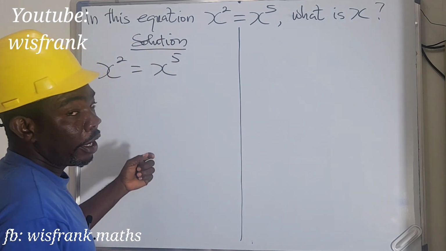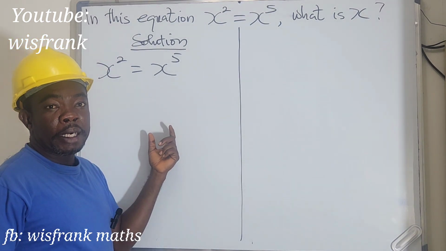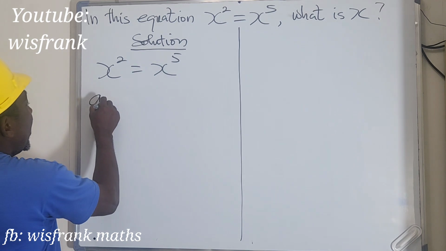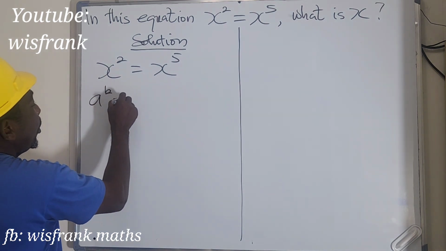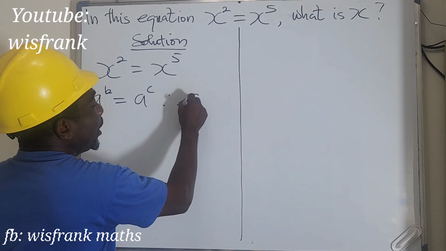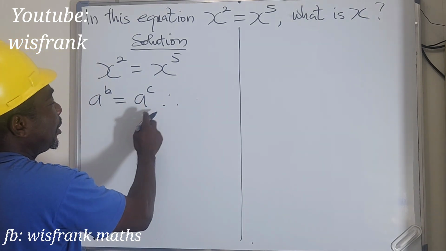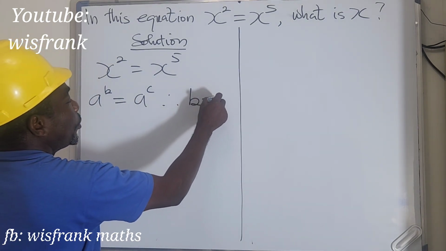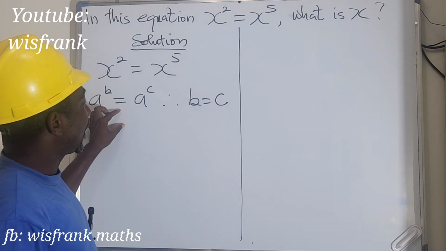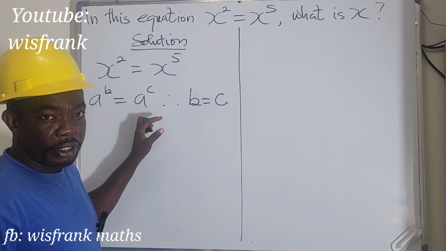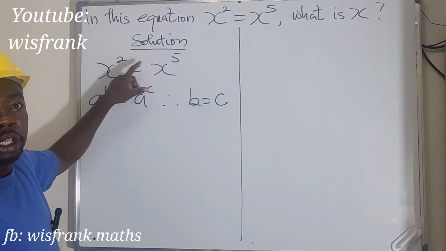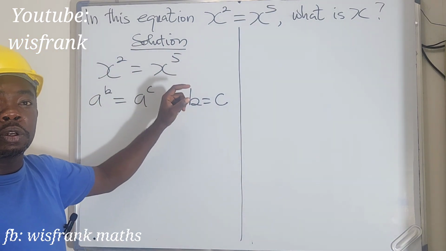If we can recall that in indices, when we have a to the power of b equals a to the power of c, since the two of them have the same base, we always say that b equals c. But not all the time is this expression correct. In this case, we cannot say that 2 equals 5. 2 cannot be equal to 5.